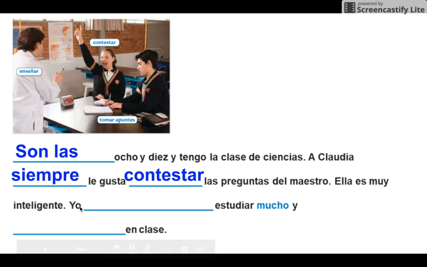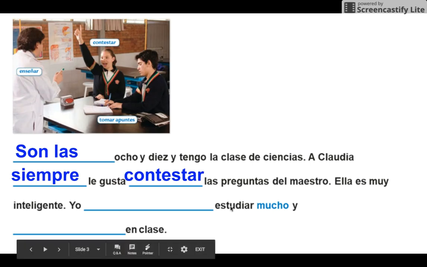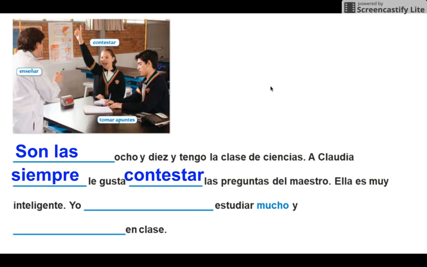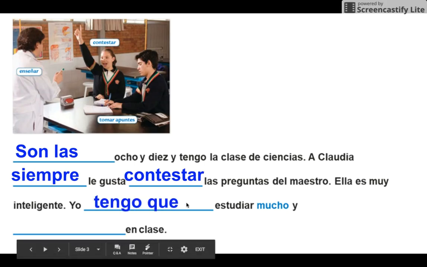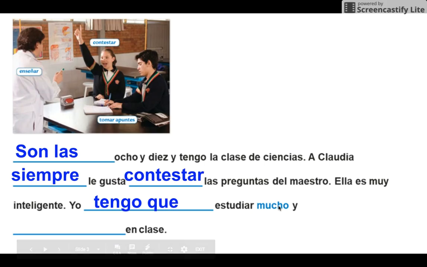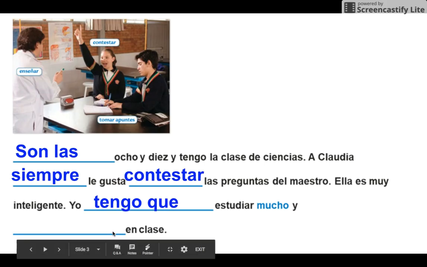Yo, blank, estudiar mucho. Let's stop right there. Yo, what's the phrase that means to have to or have to? Yo tengo que, I have to, estudiar mucho. Y blank en la clase.